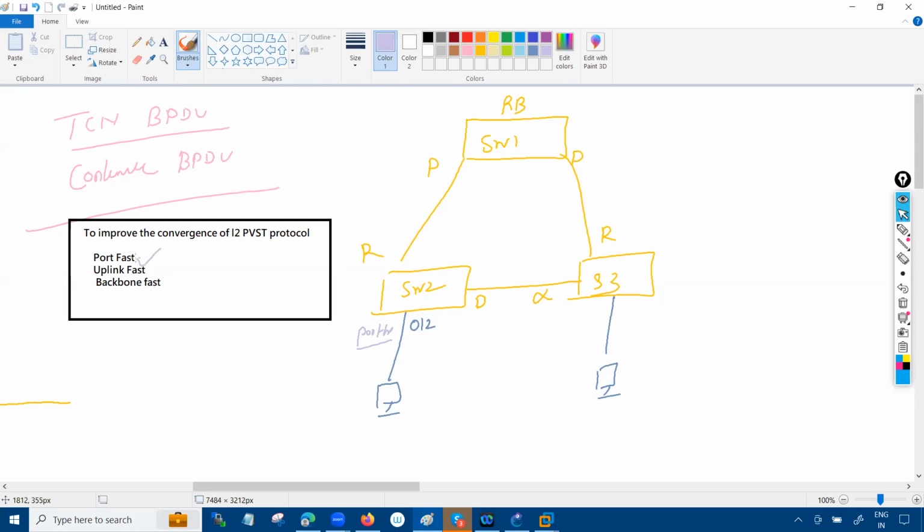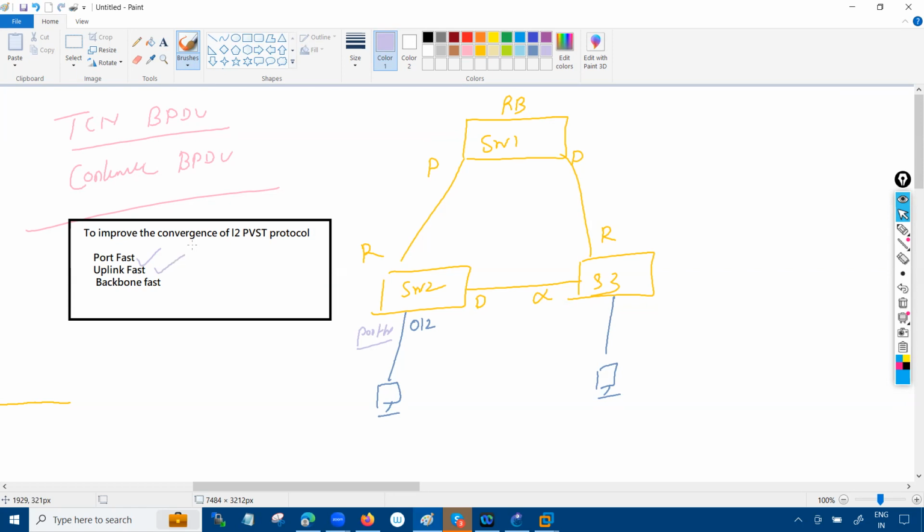Second thing, if you remember, in the direct link failure, for example, if this link goes down, the blocking port will take 30 seconds to put this port in the forwarding state. So to avoid this problem, we can implement the uplink fast feature.